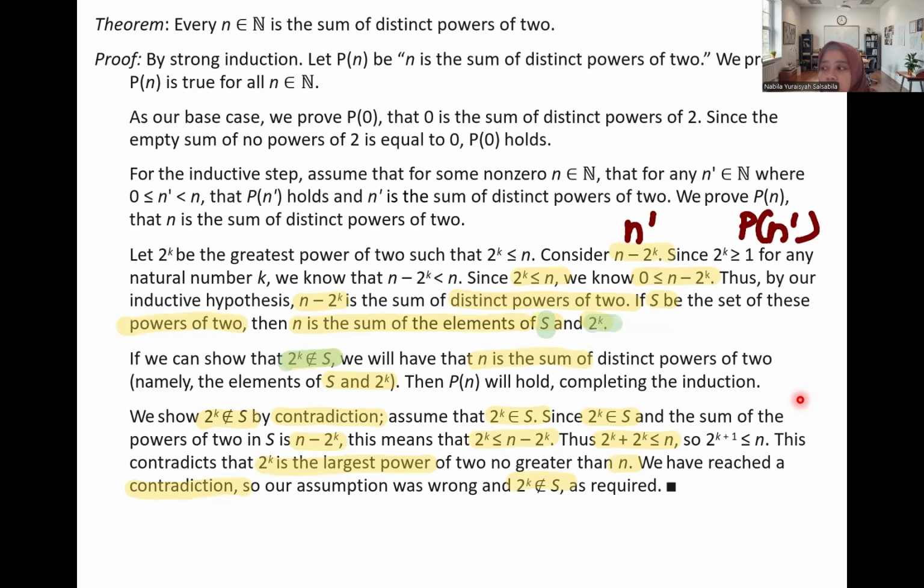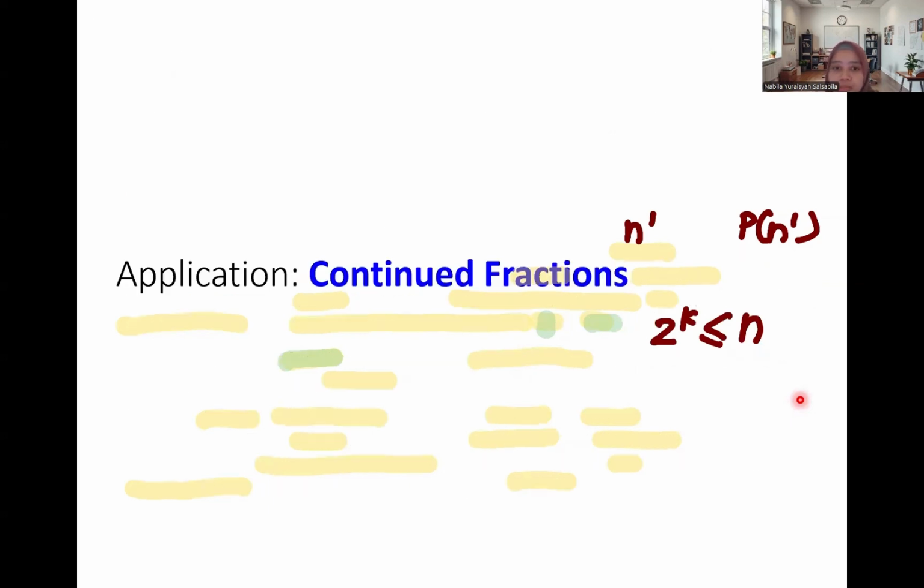Ya, jadi kita ingin membuktikan apakah 2k itu adalah the largest power of 2 that is less than n. Ya, apakah 2k ini adalah angka terbesar yang kurang dari n? Oke.